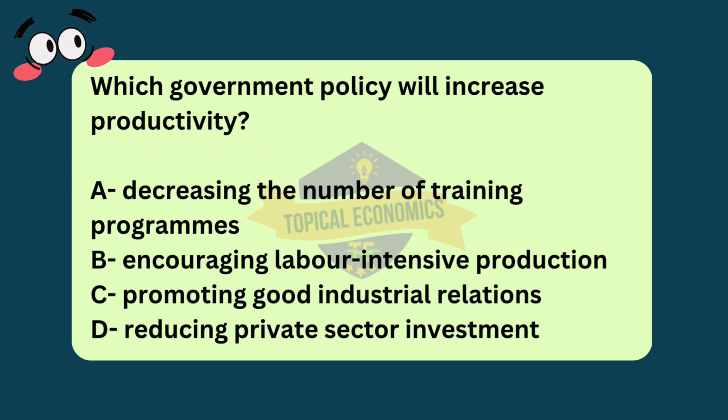Next, option B, encouraging labor-intensive production, relies on human labor rather than technology and automation. While it might create jobs in the short term, labor-intensive methods tend to be less efficient compared to capital-intensive methods, those that use machines and technology. This means that, over time, it may lead to lower overall productivity compared to a more technology-driven approach. Lastly, option D, reducing private sector investment.